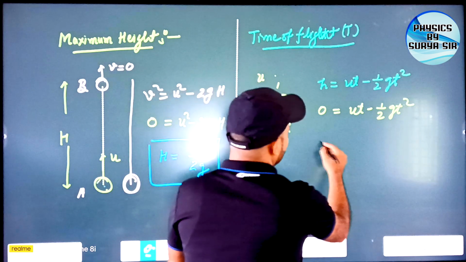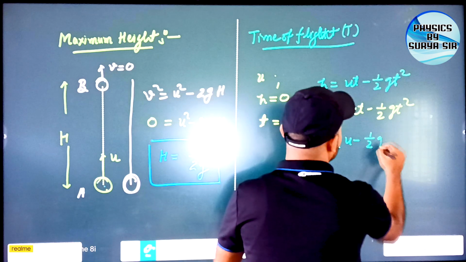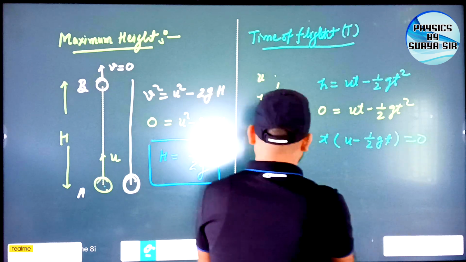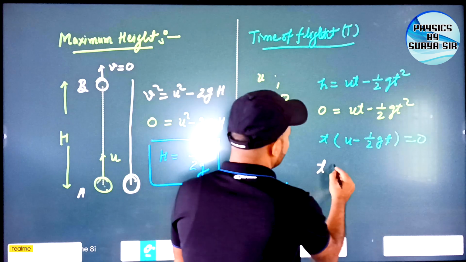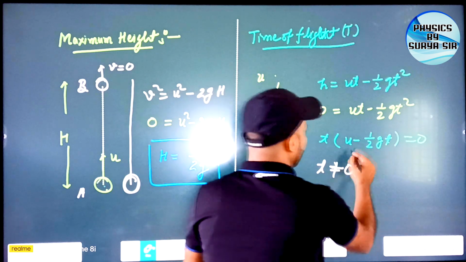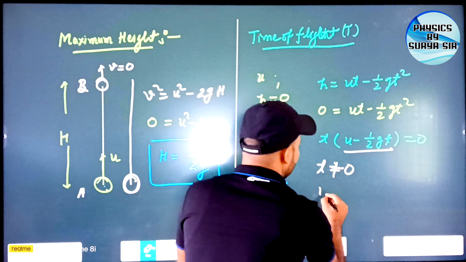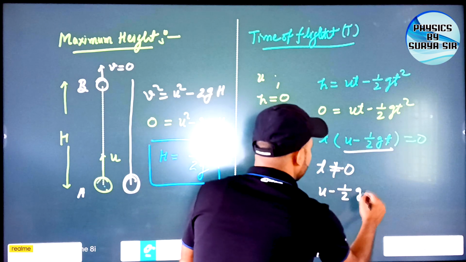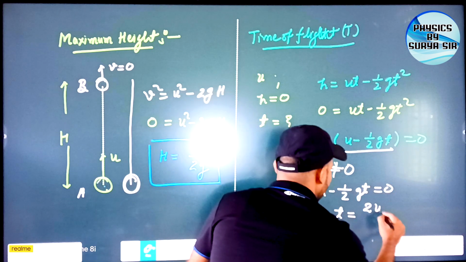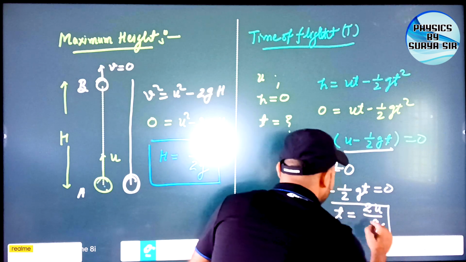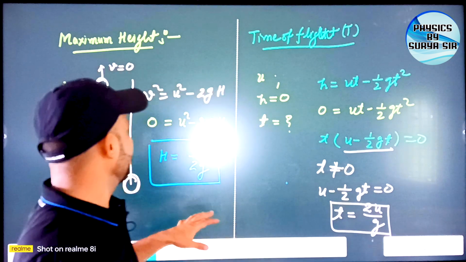So we can take t as common. Taking t common, this becomes t times (u minus half gt) equal to 0. t can never be 0, so the bracket must be 0. Then we get u minus half gt = 0, and from here t = 2u by g. So this is the equation of time of flight of the object.